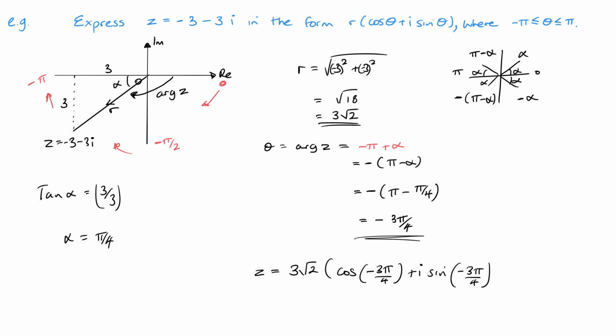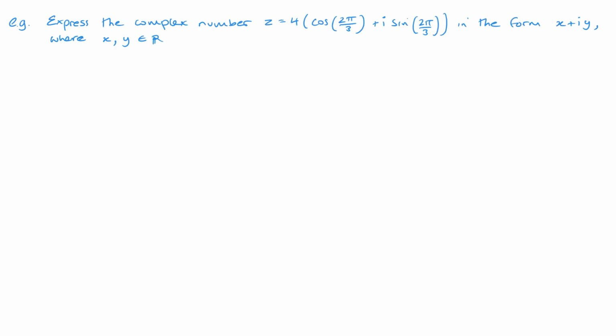Okay, final example. This one we're going in reverse. Hopefully shouldn't be too difficult. Again, let's start off with a nice Argand diagram. Okay, so thinking about this angle here, 2/3 of pi, where's that going to put us? It's going to put us in our second quadrant, isn't it?